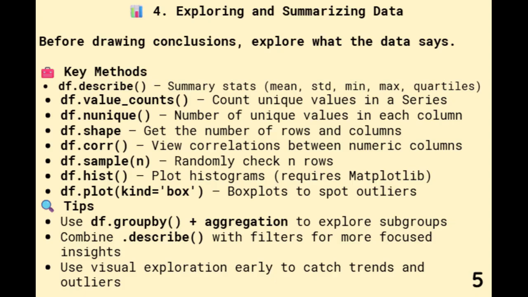df.hist creates histograms and requires matplotlib. df.plot with kind equals box makes box plots to help spot outliers. Tips: use df.groupby with aggregation methods to explore data by subgroups. Combine describe with filtering to focus on specific parts of the data. Use visual exploration early to spot trends and unusual values.